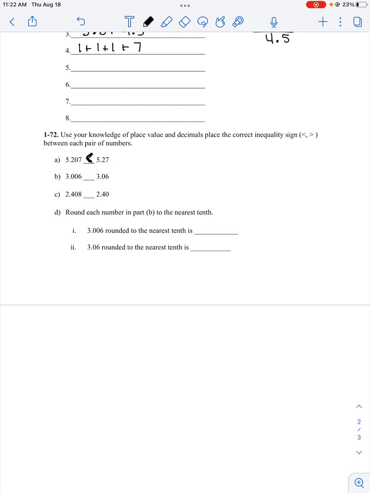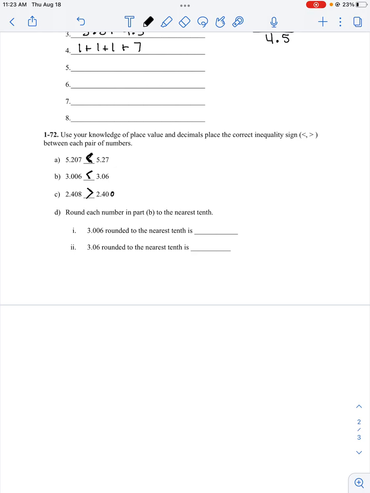3 and 6 thousandths, or 3 and 6 hundredths. Well, hundredths are bigger. 2 and 408 thousandths, or 2 and 40 hundredths, or I could put a 0 here because I didn't change the number, and 2 and 400 thousandths. So 408 thousandths is bigger than 400 thousandths.